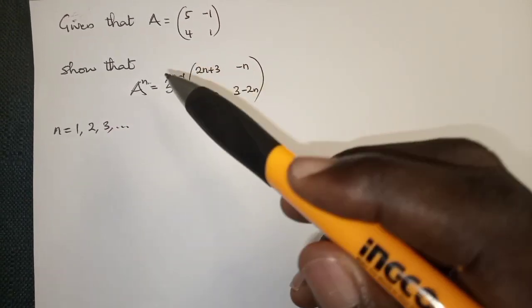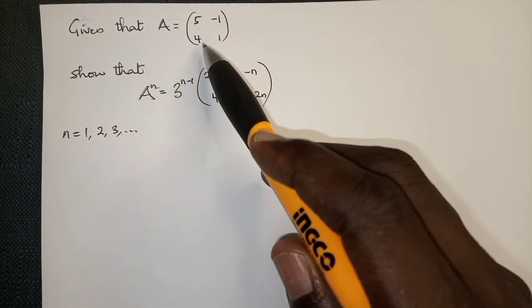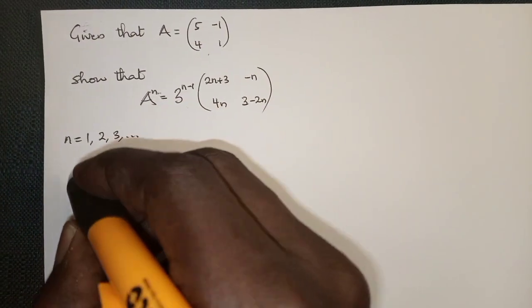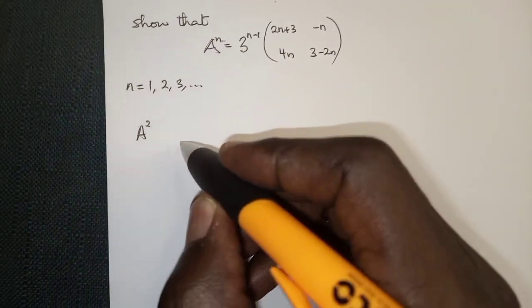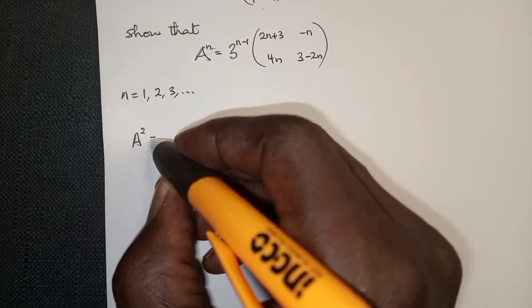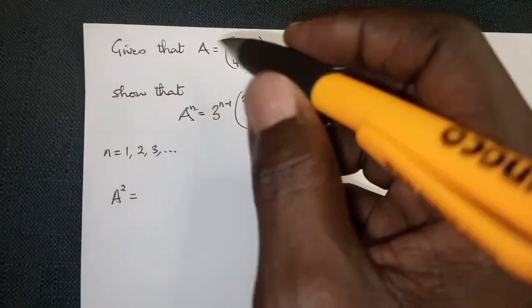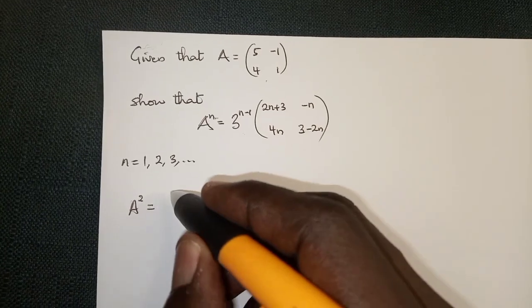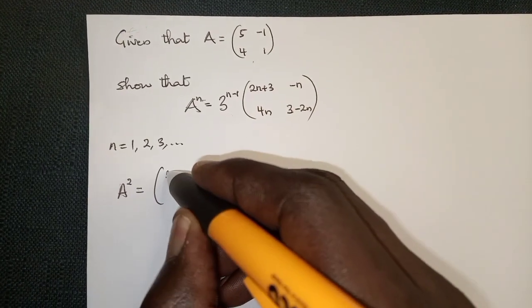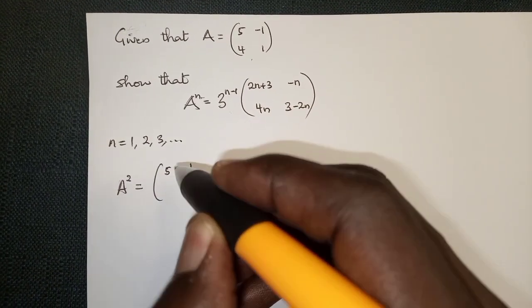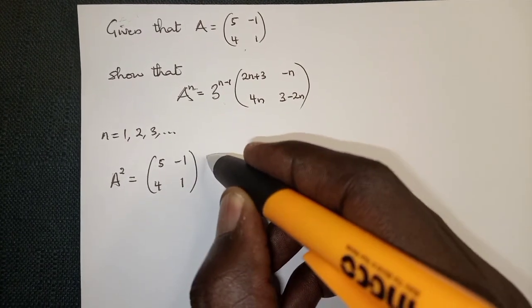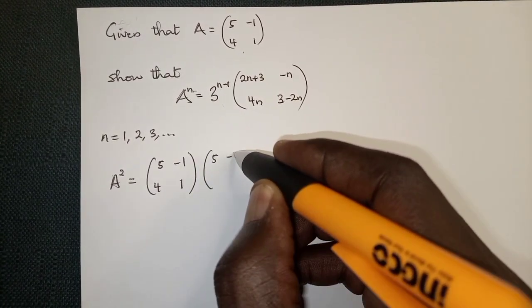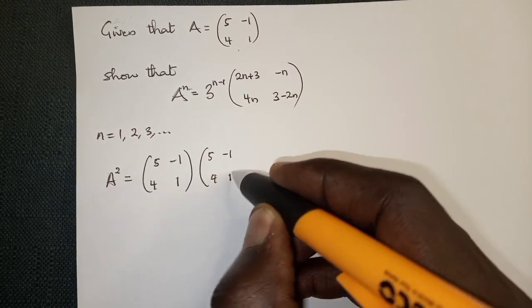We wouldn't use this, so we'll use this. A exponent 2 means A times A, so matrix A times matrix A. We repeat this matrix twice. So we have 5, negative 1, 4, 1, times another one, 5, negative 1, 4, 1.